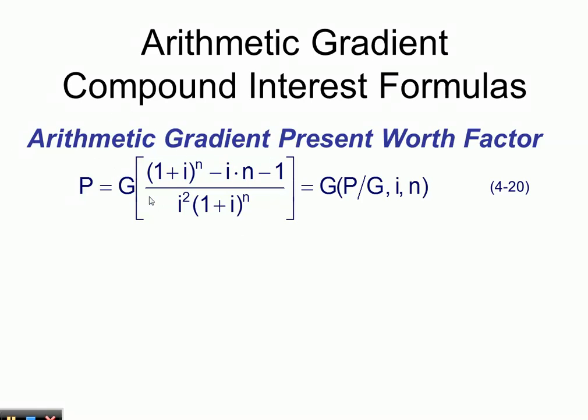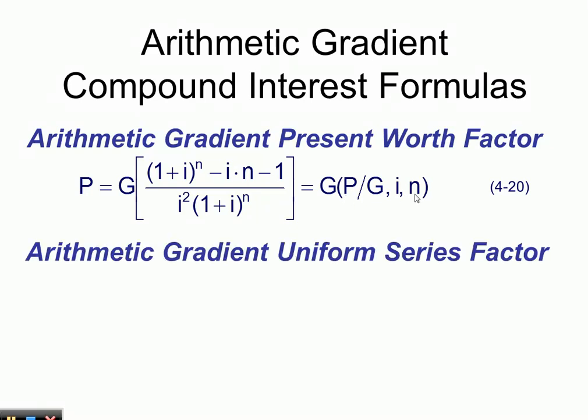And so you can see this is a very long formula here for the discount factor, but you can look it up. In the book there are actually discount factors, so you can just use the discount factors from the book. And this is P given G at i over n.